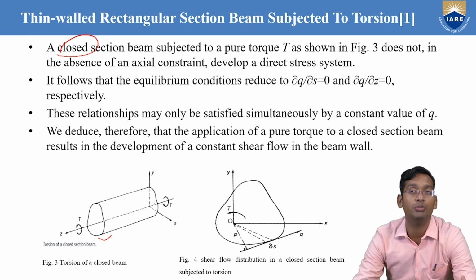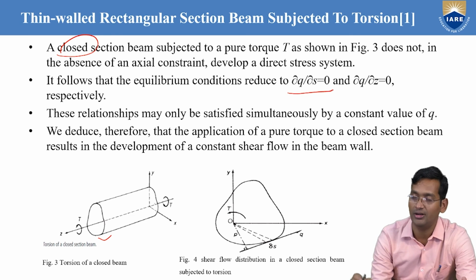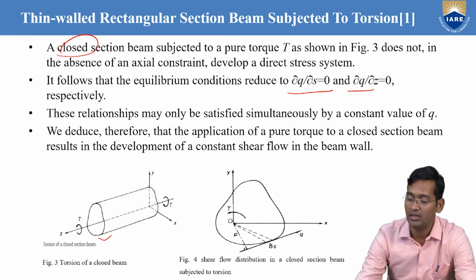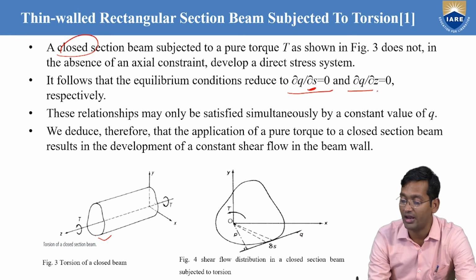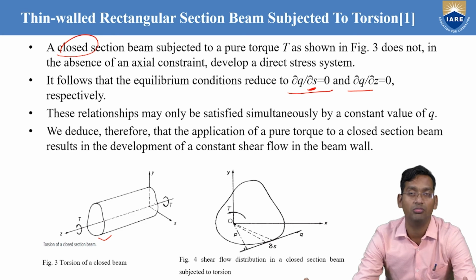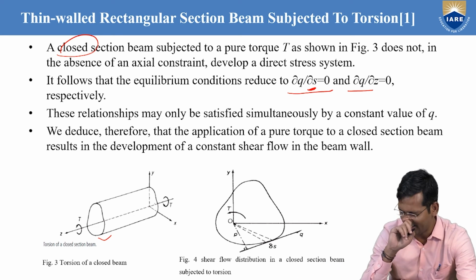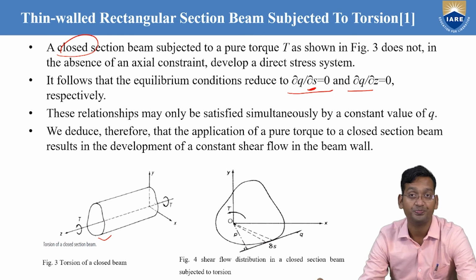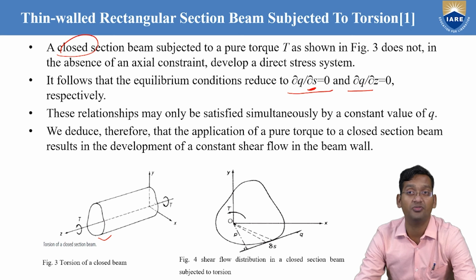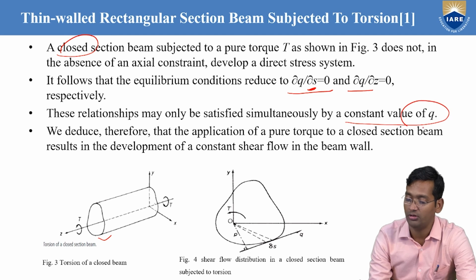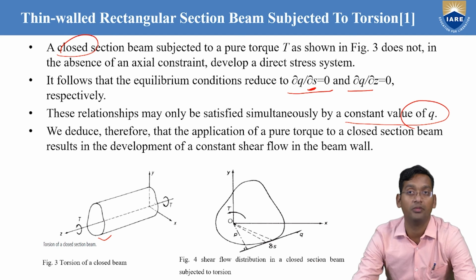So it follows that the equilibrium condition reduces to delta Q by delta s equals 0 and delta Q by delta z equals 0 respectively, this one for delta s and this one for delta z. Now this relationship may only be satisfied simultaneously by a constant value of Q. So this will be satisfied when Q is constant. We therefore deduce that the application of a pure torque to a closed section beam results in the development of a constant shear flow in the beam.